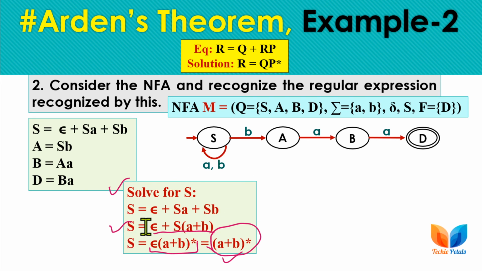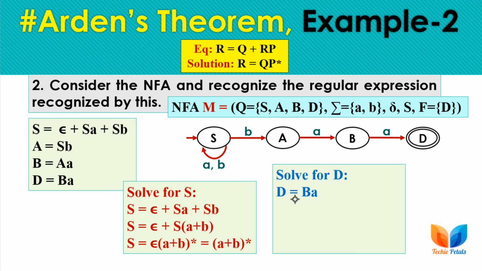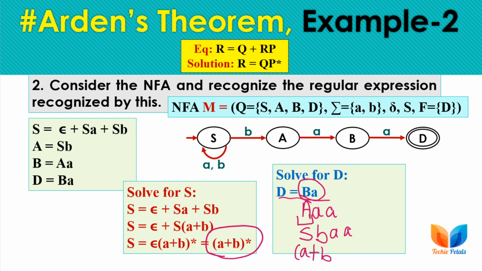Now we have to solve the equation for D. So for D we are having the value as BA. Now we have to substitute the value of B here. So after putting B we will be getting BA, right? Now after putting A we will be getting S, B, A and A, and we are already having the value of S. So just substitute the value of S here, B star and BA.